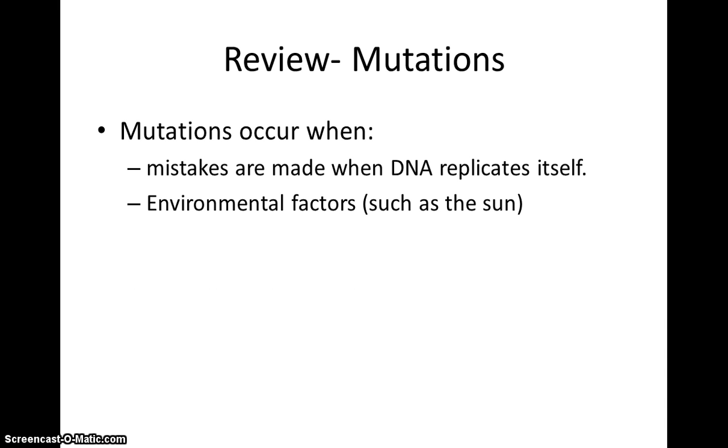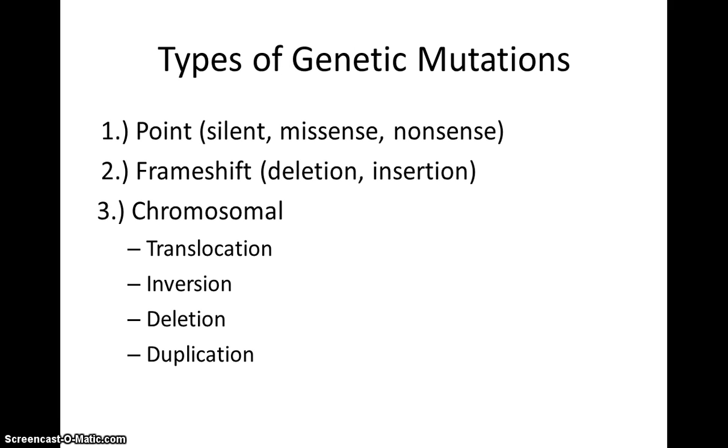karyotype. Today we do need to start off with a very quick review, just reminding you, we get mutations when there are mistakes that are made in DNA replication, or we can also get them in transcription, and we also get them from environmental factors such as the sun, which again were called mutagens. We had overall several types of genetic mutations that could occur. First, we had gene mutations, which were small changes in one or just a few nucleotides, and those were point mutations or frame shift mutations.